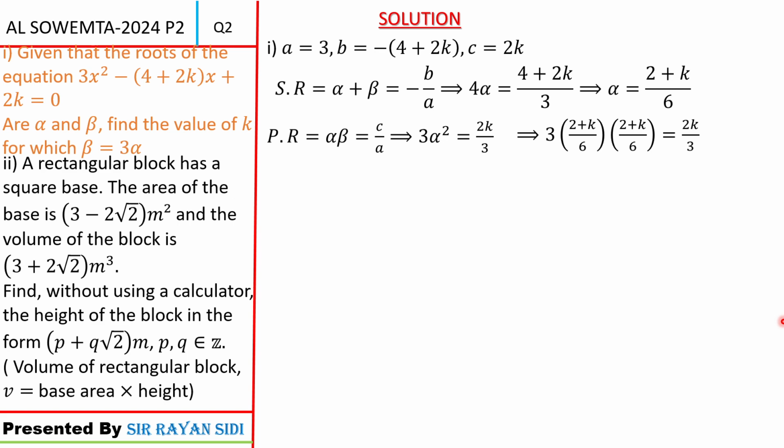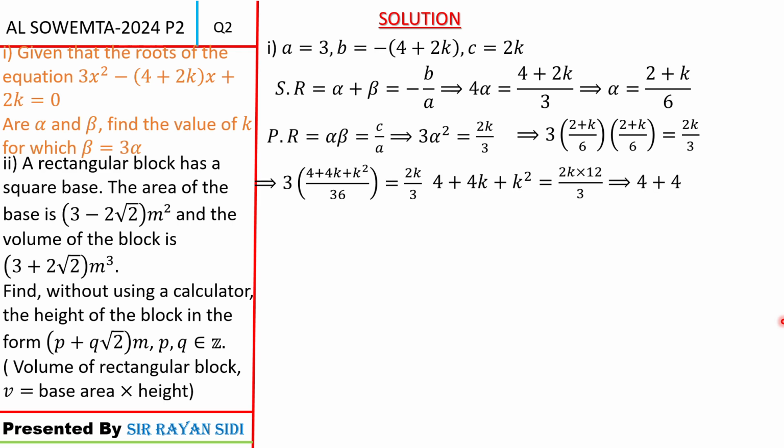2k over 3. Now when you simplify, you get 3 into (4 plus 4k plus k squared) over 36 equals 2k over 3. Now 3 cancels 3 one time, 3 cancels 36 twelve times, so you get 4 plus 4k plus k squared equals 2k times 12 over 3, which implies that 4 plus 4k plus k squared equals 8k.